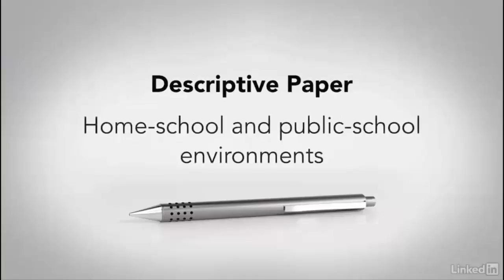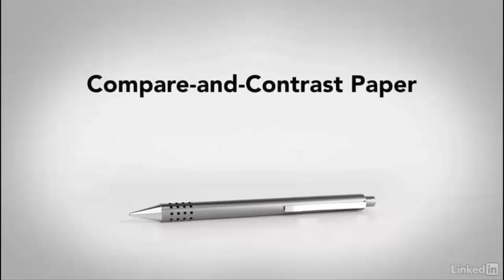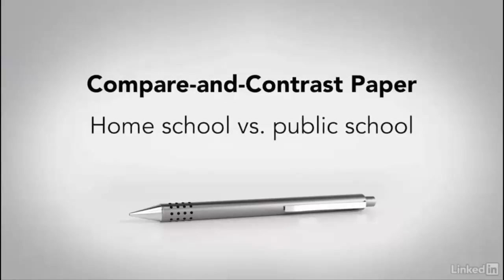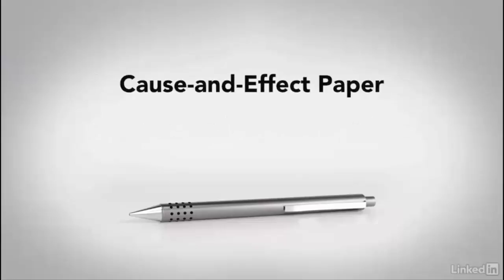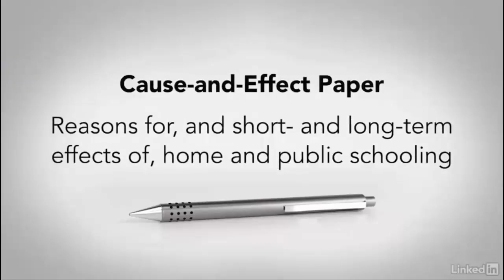Descriptive, for example. Most of the research could be used to just describe a homeschooling environment and a public school environment. Or compare and contrast. The research would also lend itself to comparing and contrasting the opportunities and challenges of homeschooling and public schooling. Cause-effect. If you were assigned a cause-and-effect paper, again, the research for this topic could be applied to analyzing the causes or reasons families choose to homeschool or to use the public school system and the effects, short-term and long-term, of homeschooling and public schooling.